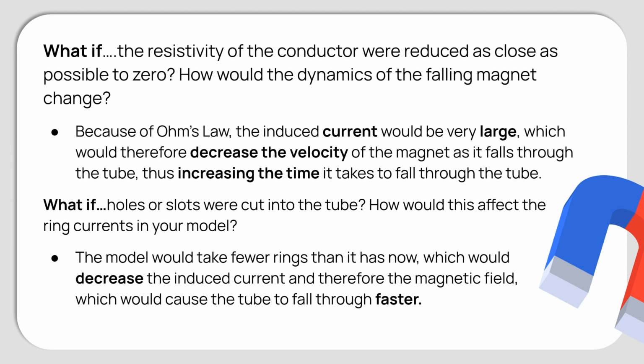And what if holes or slots were cut into the tube? How would this affect the ring currents? The model would have fewer rings than it has now if holes were cut in, which would decrease the induced current and therefore the magnetic field, which would cause the magnet to fall through faster.